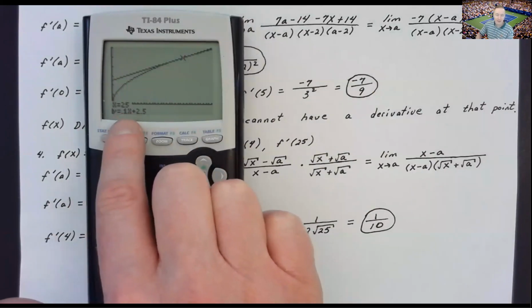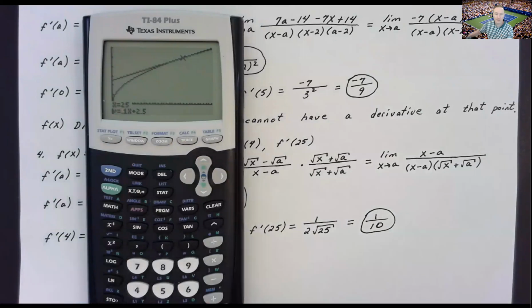My equation of the line tangent to the curve at x equals 25 would be 1/10 x plus 2.5.